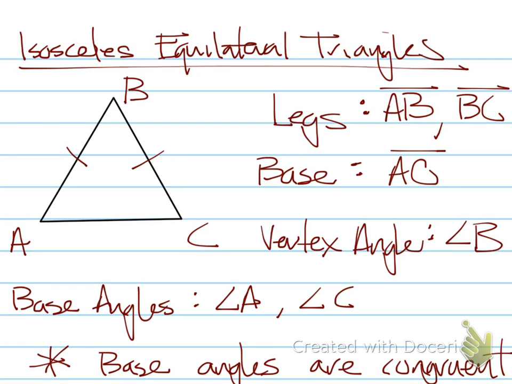The two congruent sides are the legs of the isosceles triangle. The other side that is not congruent is called the base of the isosceles triangle. The angle that's formed by the two congruent sides is called the vertex angle. The other two angles are the base angles. And the base angles of an isosceles triangle are always congruent.